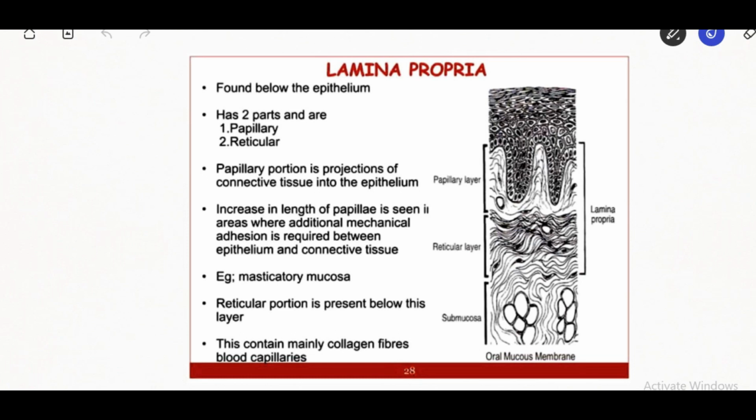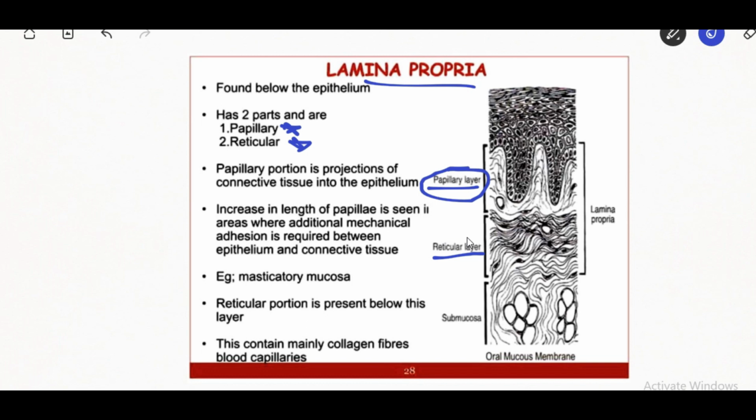Now let us discuss the connective tissue. The lamina propria is the connective tissue supporting the oral epithelium. It is divided into 2 parts, the superficial papillary portion and the deeper reticular portion. The papillary portion is associated with epithelial ridges. The papillary layer consists of finger-like projections of connective tissue.